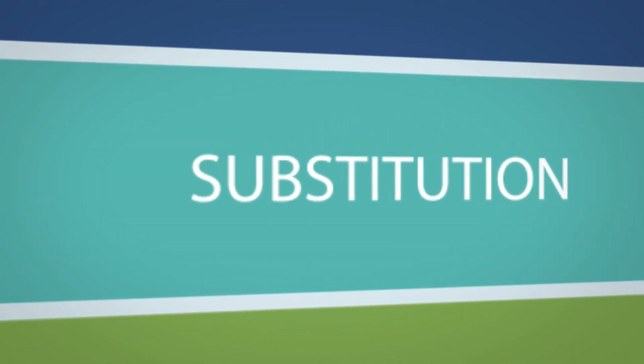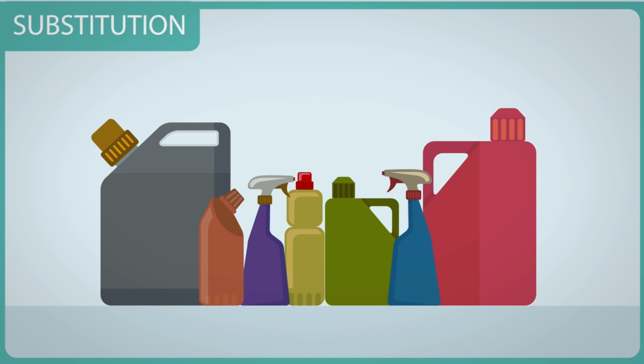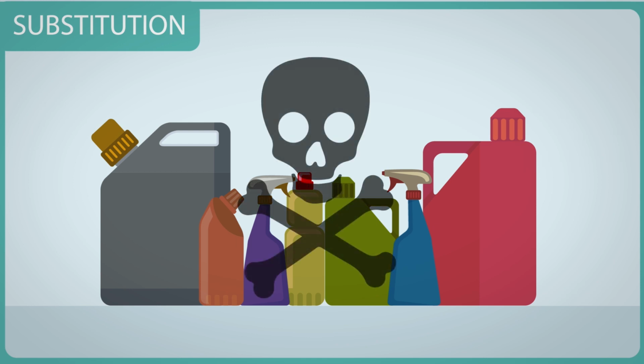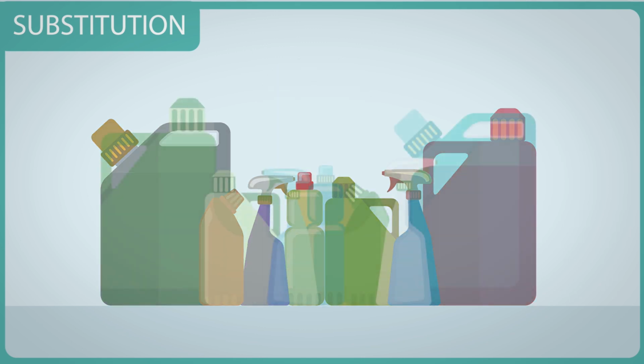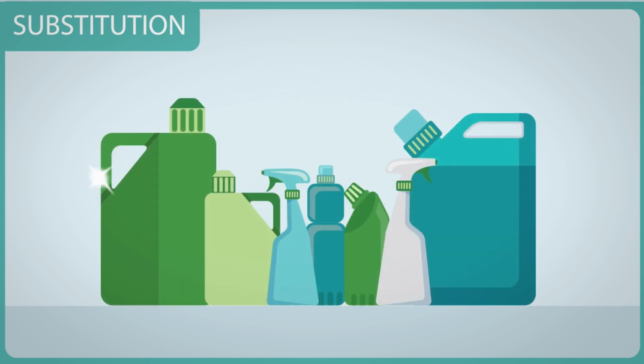The next most effective layer in the hierarchy is substitution. This is where you replace the hazard and reduce risk with a lower risk alternative. For example, replace toxic cleaning agents with a non-toxic alternative.